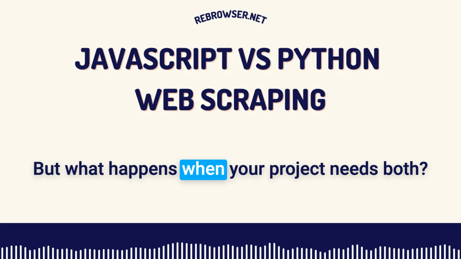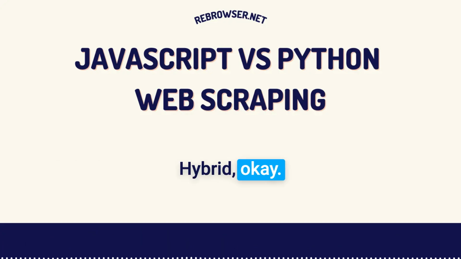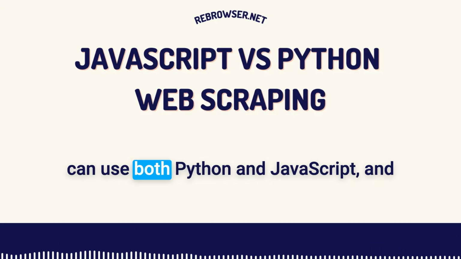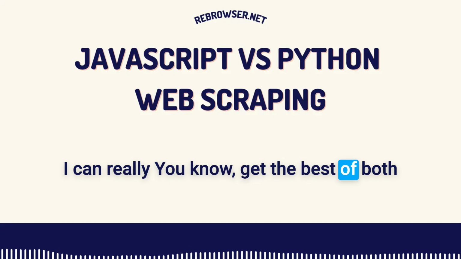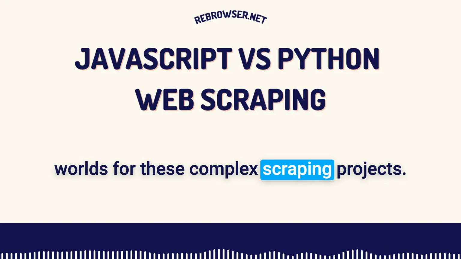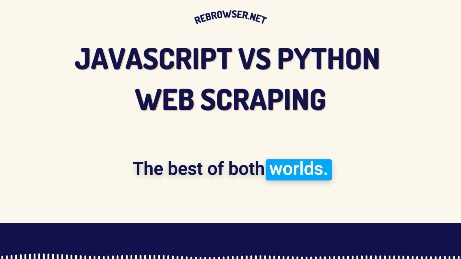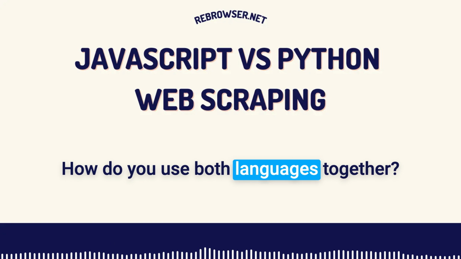But what happens when your project needs both? Well, that's where the hybrid approach comes in. Hybrid, okay. Yeah, and it's getting more and more popular. Developers are starting to realize, hey, I can use both Python and JavaScript, and I can get the best of both worlds for these complex scraping projects. So it's like having an all-star team, right? Exactly. The best of both worlds. So walk me through that. How would that actually work in practice? How do you use both languages together?